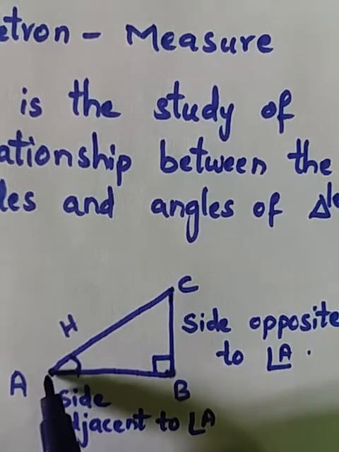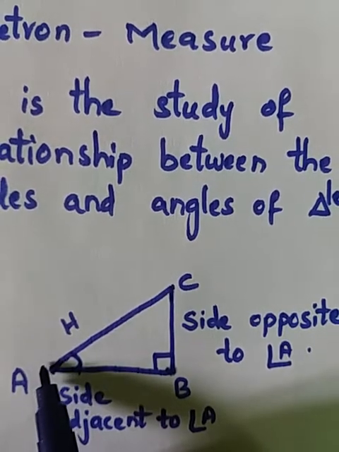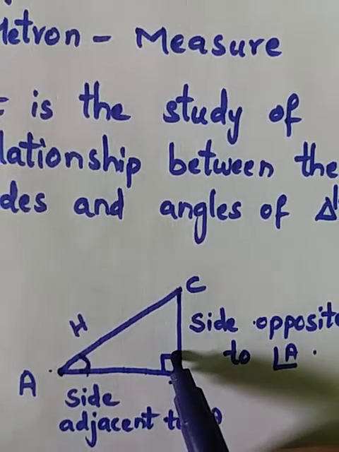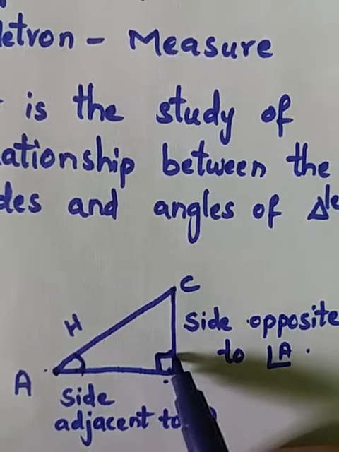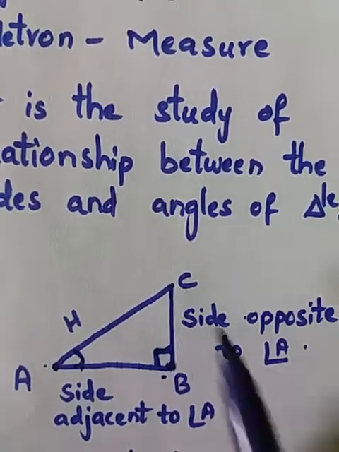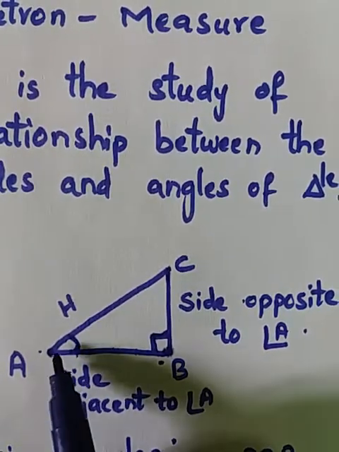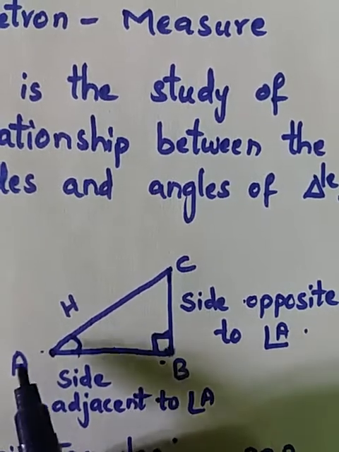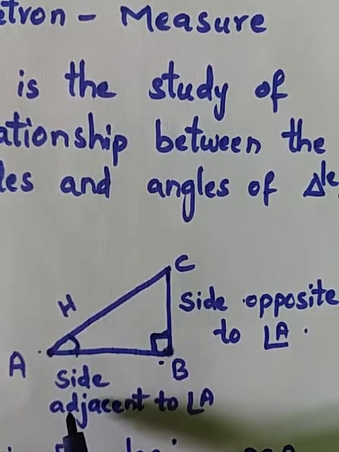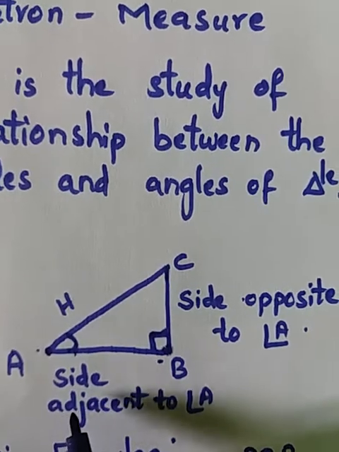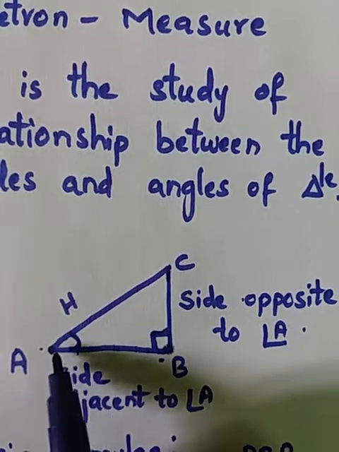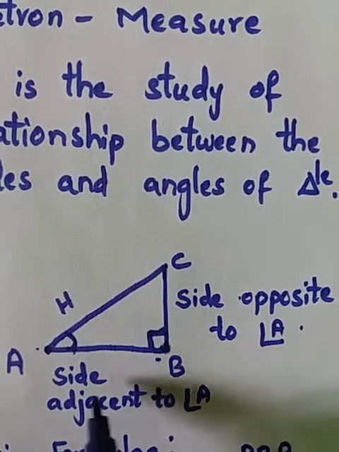So suppose I am standing here, the side opposite to me will be BC, and it is also the perpendicular. The side opposite to angle A is BC. Here the side adjacent to angle A, adjacent is nothing but nearby. So the adjacent side to the angle A is AB.